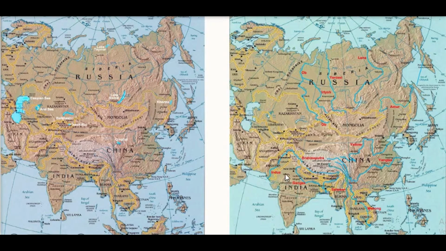And the most important rivers are the Ganges River, here, the Lena River, here, the Indus River, here, the Mekong River, here, the Ob River, here, the Yangtze River, that is this one, and the Yellow River, that is this one from here. The other ones are still here the same, you can see them in the map.